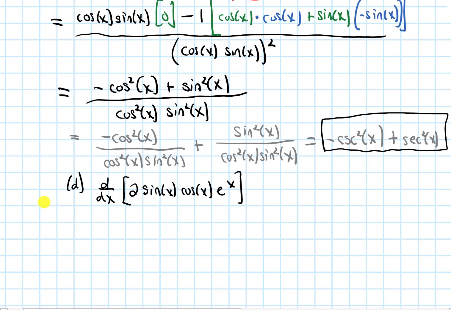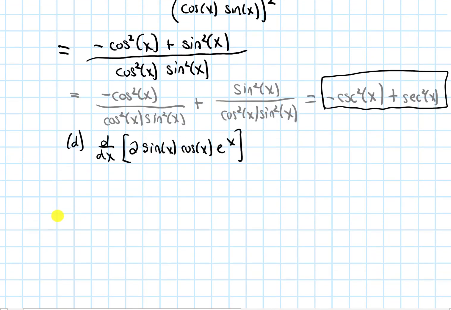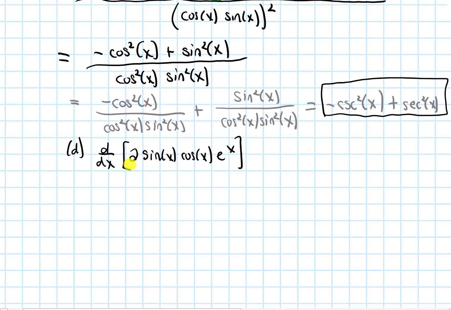All right, so let's do one more example in this video. I want to do part D, and now I want to take the derivative of 2 sine x cosine x e to the x. I notice I have this constant multiplying my function, and I can pull that in front of this derivative. So doing that, I'll get 2 times the derivative of everything that's left over.